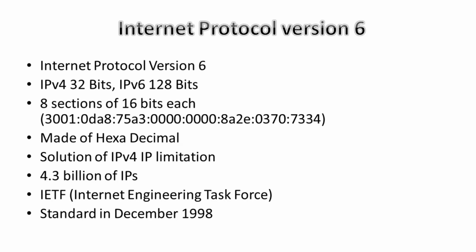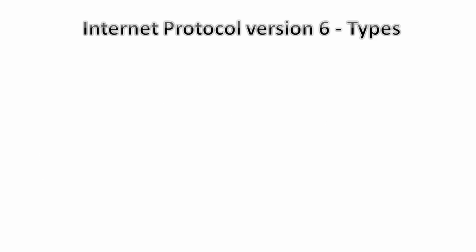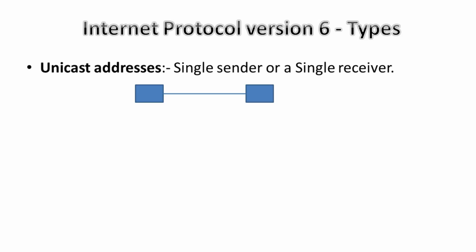Let's now look into the types of IPv6. Moving on, we have IPv6 types also, which are unicast address, multicast address, and anycast address. A unicast address identifies a unique node on a network, and it usually refers to a single sender or a single receiver.